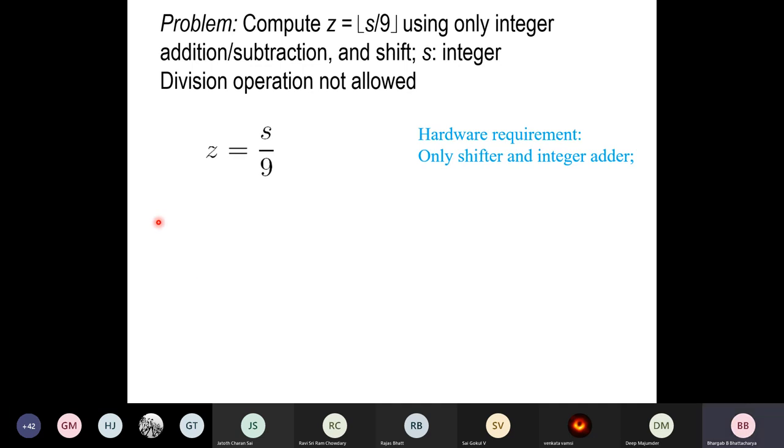So whatever knowledge you have in computer arithmetic and your instruction set, just tell me: I want to design hardware for implementing this using a shifter and an integer adder. Of course, this would be approximated, because if I want to divide by 9, this is going to be a floating point operation anyway, right? How do I approximate using integer addition and shifting?